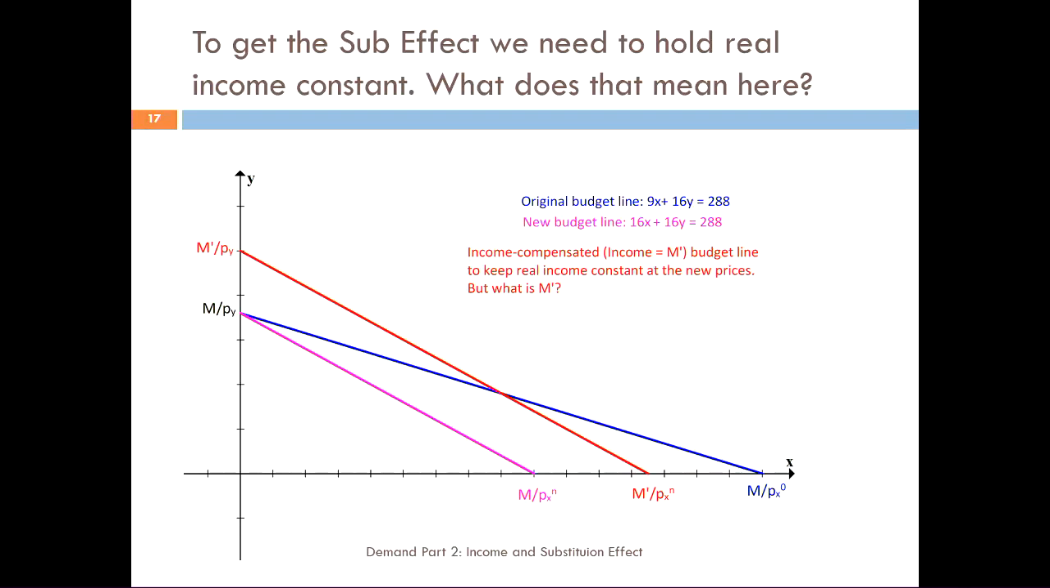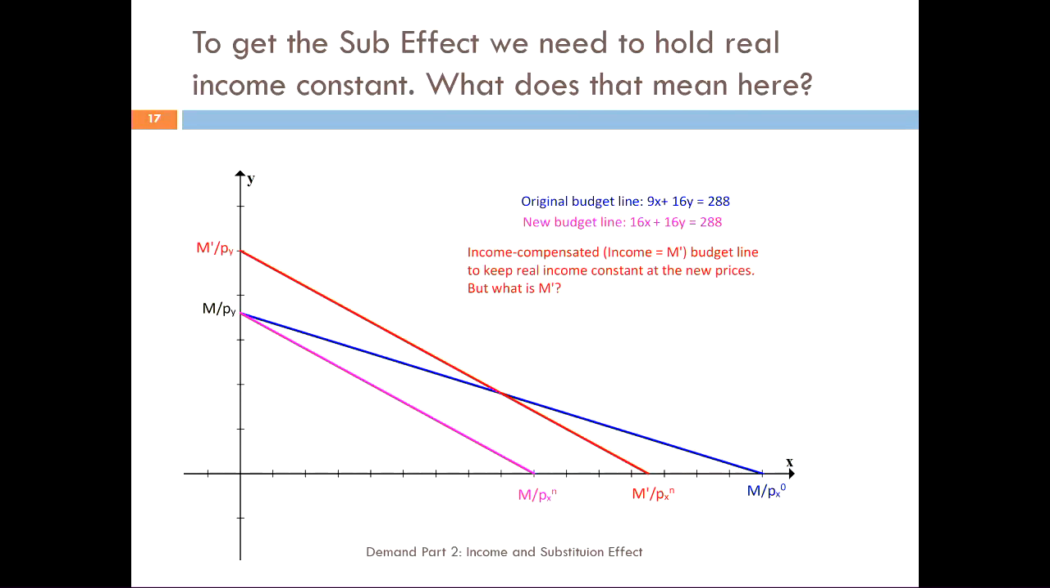And you can see going from the red budget line, the hypothetical one, to the new budget line, the pink one, that's a parallel shift, right? We're keeping the prices at the new prices, so the slope of the budget line doesn't change, but we're just changing the income from M prime to M. So that's a pure income effect.